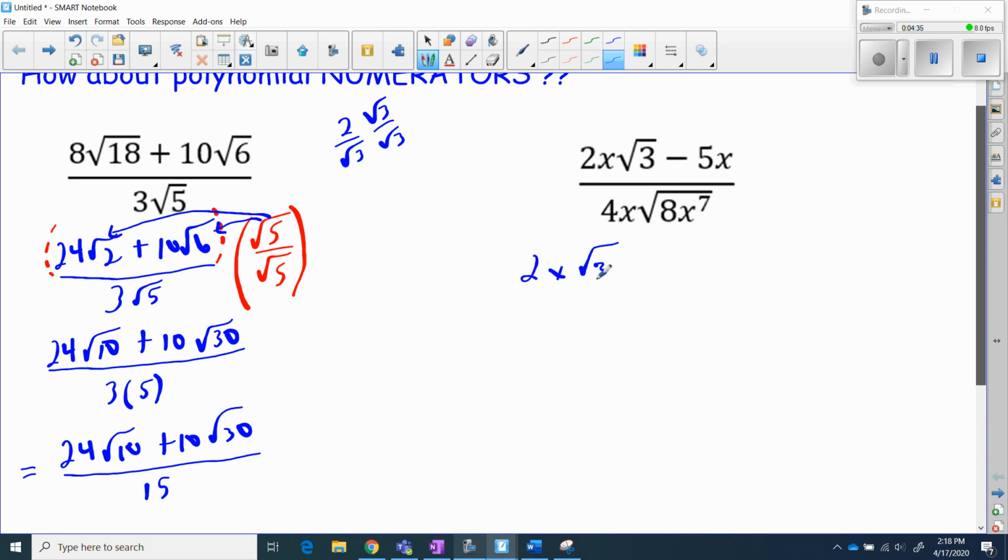2x square root 3, subtract 5x. 8, I'll show this one. 8 is 4 times 2, x to the 7th. So 7 doesn't divide. Because it's a square root, I have to be able to take half of the exponent, which I cannot. So I'm going to rewrite x to the 7th as x to the 6th multiplied by x to the 1. Now I can take the square root of this one. Numerator stays the way it is.